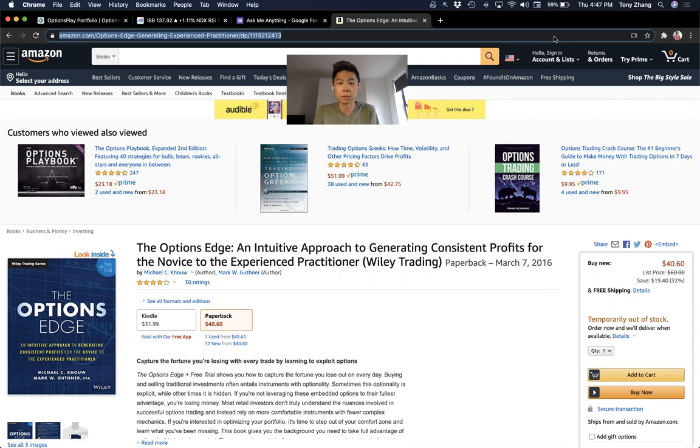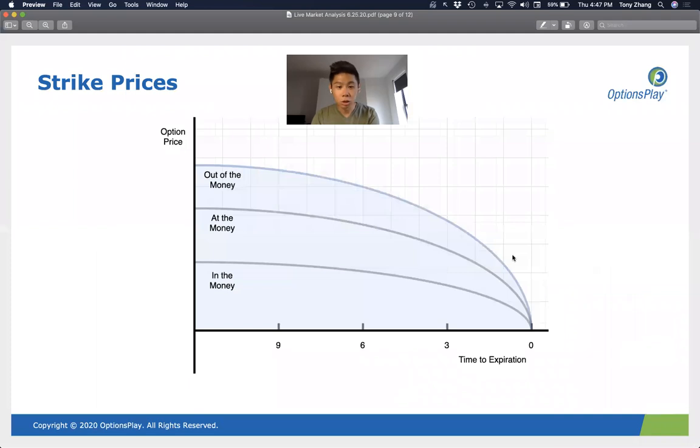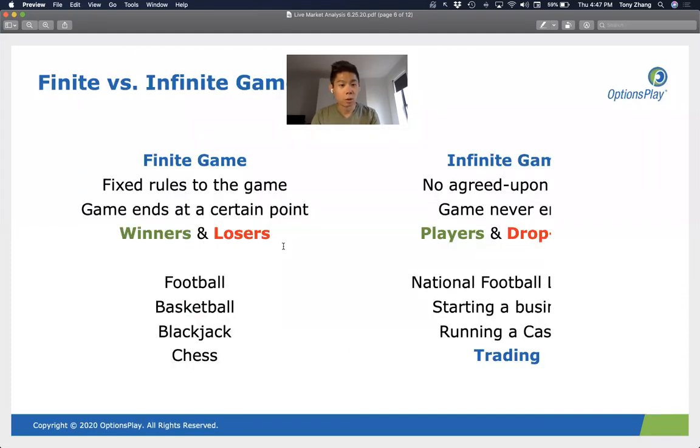Tony, would you consider a trade like taking a shot in a basketball game? So great question. So going back to this, just to be clear, each individual trade that you make is technically a finite game, because each trade you will either make money or lose money. But each individual trade is not going to make or break your trading career. Your trading career is the infinite game.